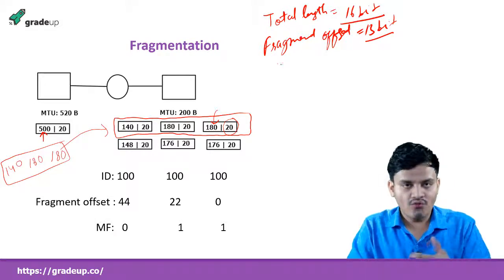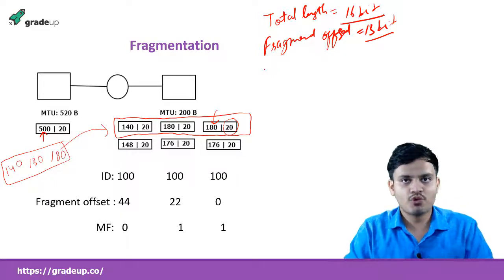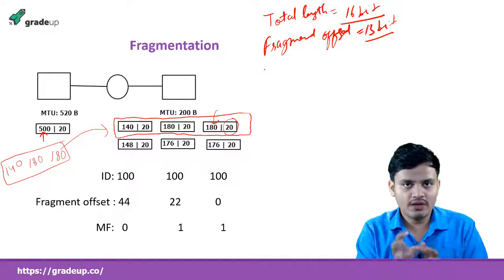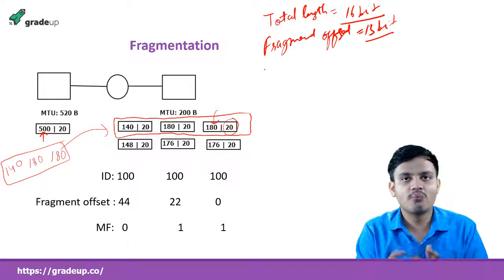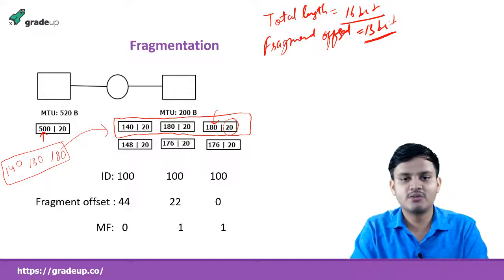And the fragment offset, what it will tell is the number of bytes. Suppose you have a packet and you have fragmented that packet, so the fragment offset will carry the number of bytes that are already sent from that packet. I will tell you more about it. If you see here, this is only 13 bit and this is 16 bit.